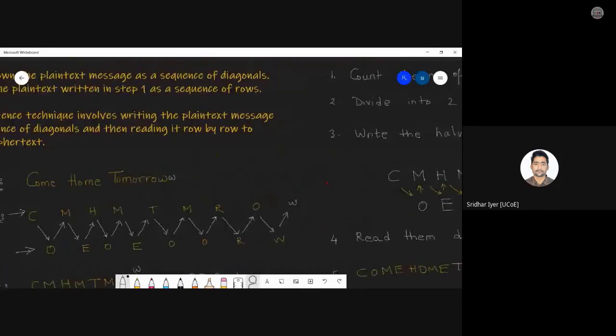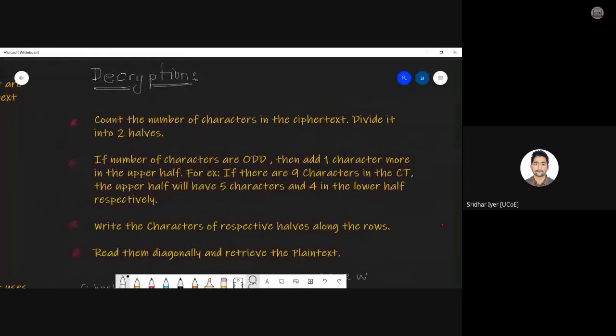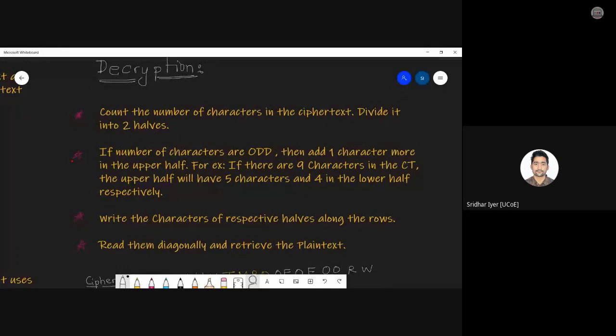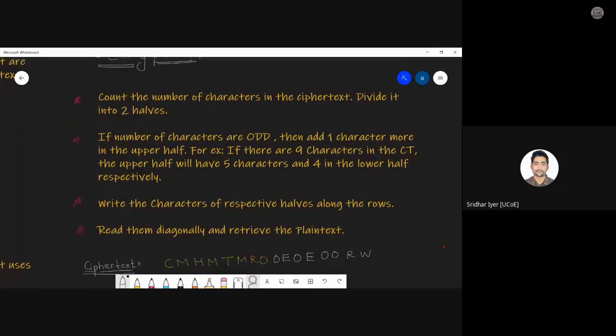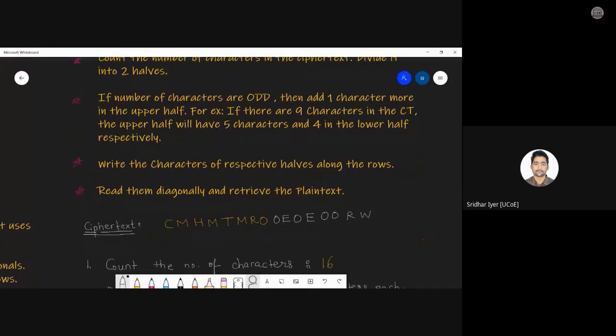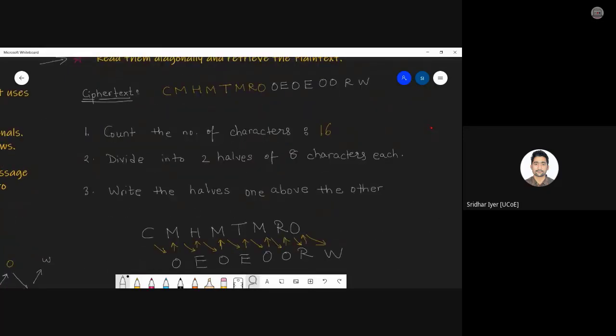That is what I have explained over here. Just see the explanation. Count the number of characters in the ciphertext. I will obviously give this PDF so it will be easy for you to recollect whenever you have your exams. Count the number of characters in the ciphertext. Divide it into two halves. If the number of characters is odd, then add one character more in the upper half. Example I've already given. Write the characters of respective halves along the rows. Read them diagonally. This is important. These two last points: write the characters of the respective halves along the rows, like this. And you have to read them diagonally.